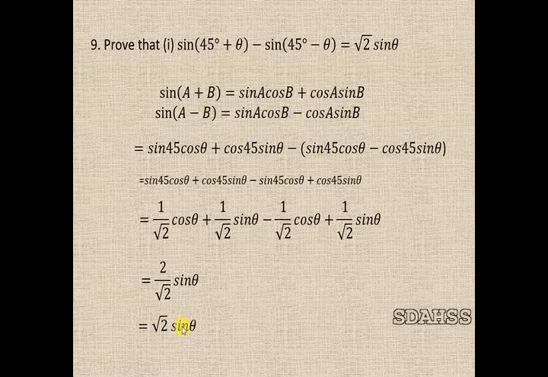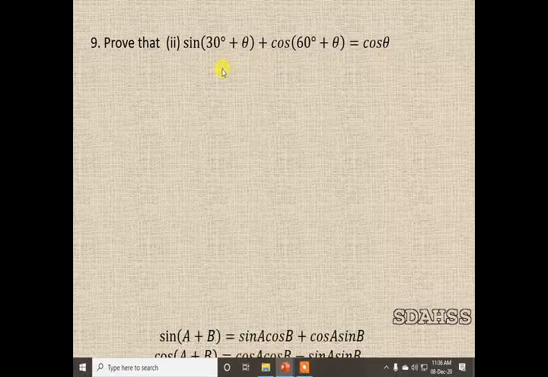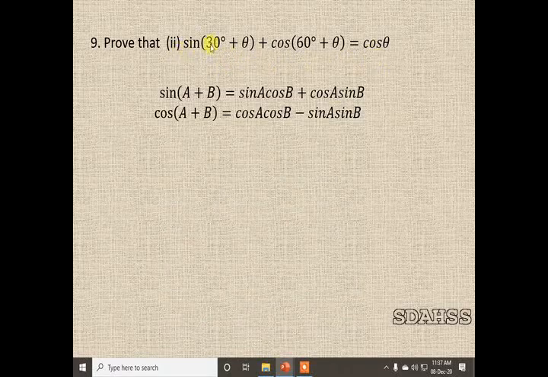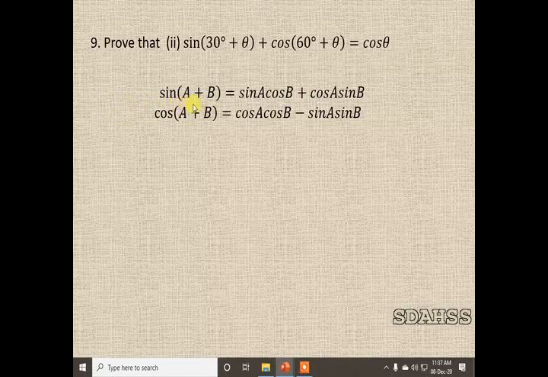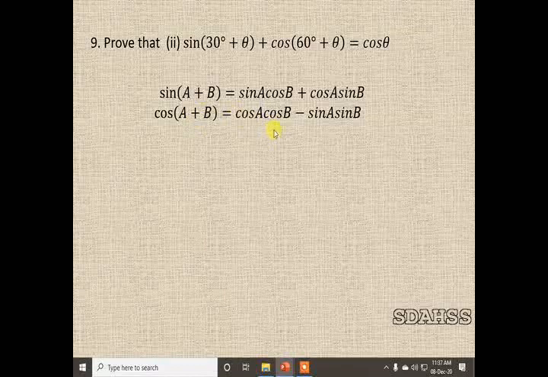Hence proved. Ninth sum. Prove that, subdivision 2: sin(30° + θ) + cos(60° + θ) is equal to cos θ. Sin(30° + θ) is in the form of sin(A + B). The expansion of sin(A + B) is sin A cos B + cos A sin B. Cos(60° + θ) is in the form of cos(A + B). The expansion of cos(A + B) is cos A cos B − sin A sin B.